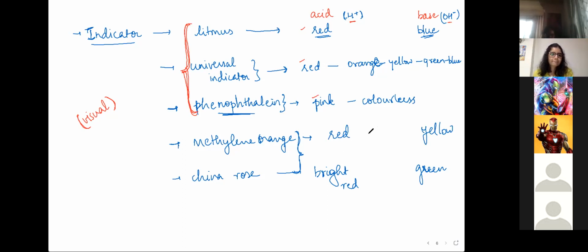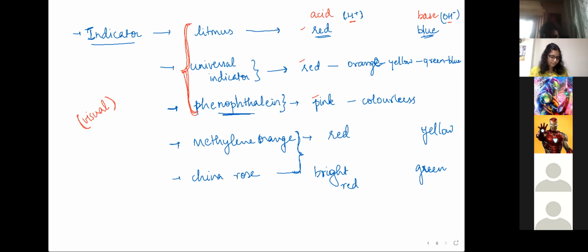Ma'am, for phenolphthalein, its acidic is pink and base is colorless. Right? Ah, that was right. But ma'am, in the book it's colorless and pink. So base is acid. Okay, this I wasn't sure. That's why I mentioned. I know it turns pink and colorless. I just couldn't remember which is for what. One is in acidic, one is in base.